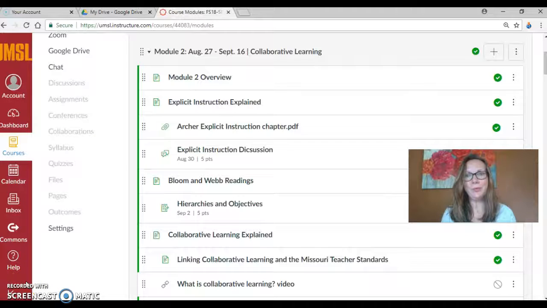Welcome to week 3. This is our second week in module 2. And this week we are talking about social learning theories, explicit instruction, and collaborative learning.